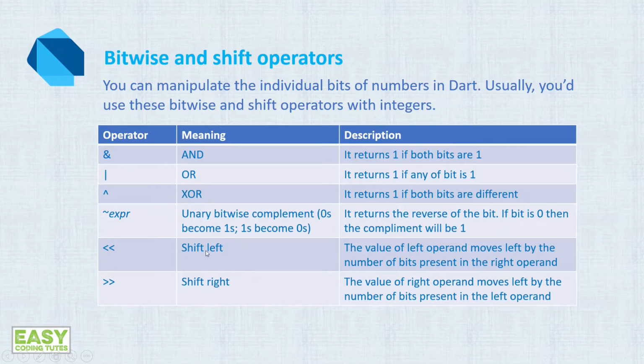So this is the left shift operator. The value of the left operand moves left by the number of bits present in the right operand. And this is right shift. The value of the left operand moves right by the number of bits present in the right operand. We need another tutorial to understand how these values are calculated. So let's have an example and see the output of these expressions.